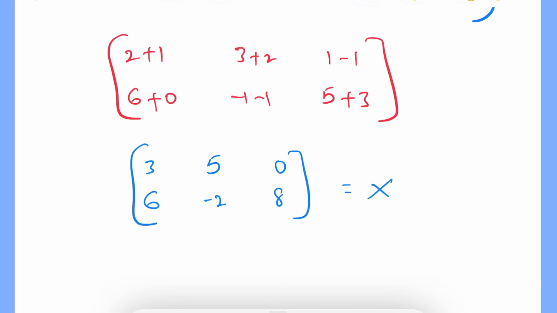And in this he is also asking what is the order of the matrix. Always order will be represented with rows into columns. So here this is row 1, this is row 2. So 2 rows are there, and this is the first column, this is the second column, this is the third column. So total 3 columns are there. So the order of the matrix X is 2 cross 3 or 2 by 3.